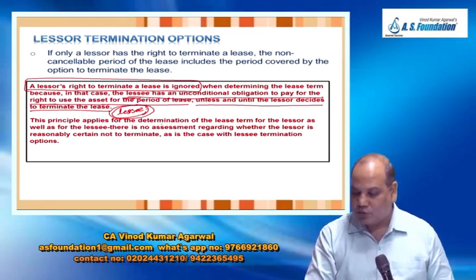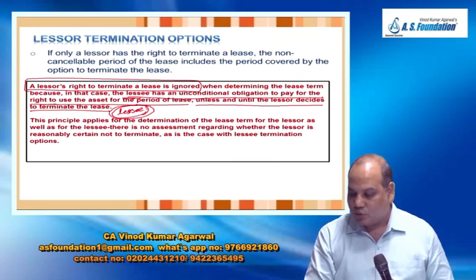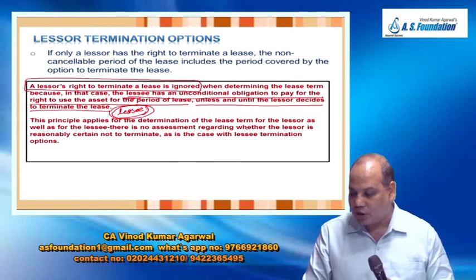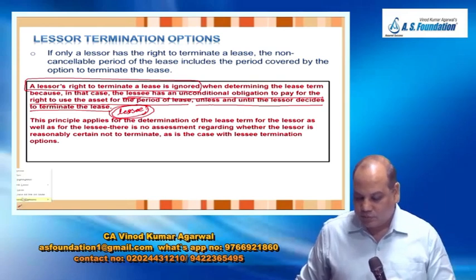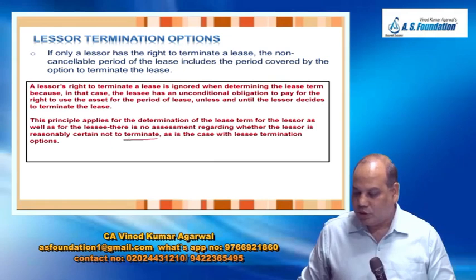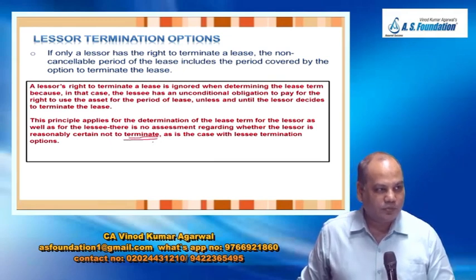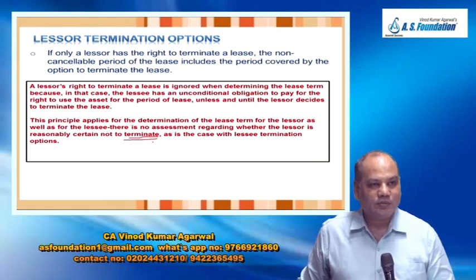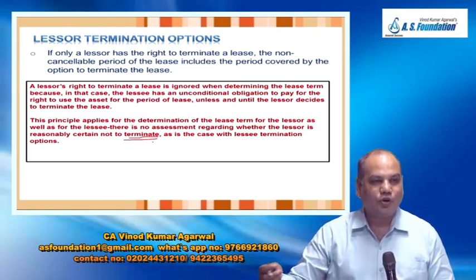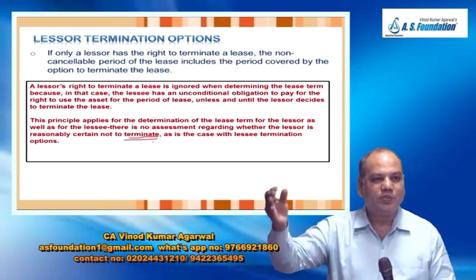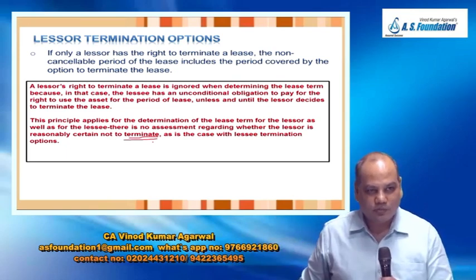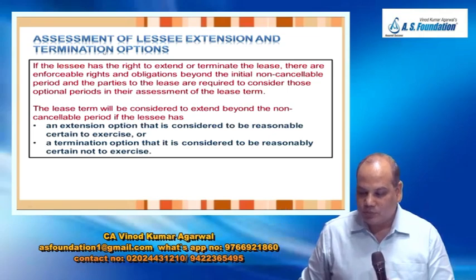This principle applies to the determination of lease term for the lessor as well as for the lessee. There is no assessment regarding whether the lessor is reasonably certain not to terminate, as in the case of lessee termination option. So the standard says termination option would be only looked at from lessee's point of view. If the lessee has a right to terminate, check whether he will terminate or not. If he is not going to terminate, take the full period. But if it is possible he will terminate, then he will take up to that period only. Lessor's right to terminate will be ignored.